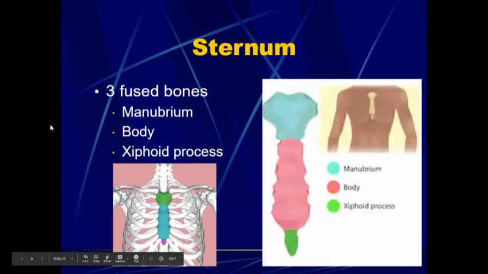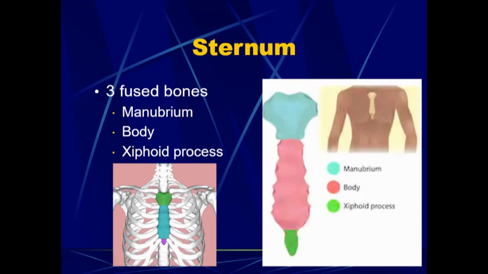So the sternum is actually made of 3 separate bones that have fused together. It almost looks like a necktie, where the top, the manubrium, would be like the knot in the necktie. The body would be the main part there. And then at the very end, there's a small tip that's called the xiphoid process.